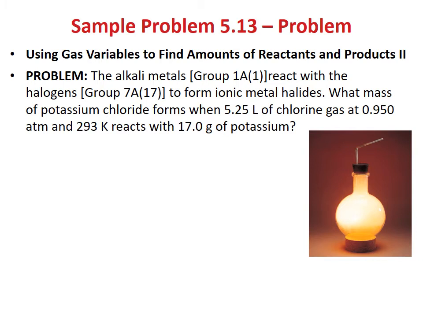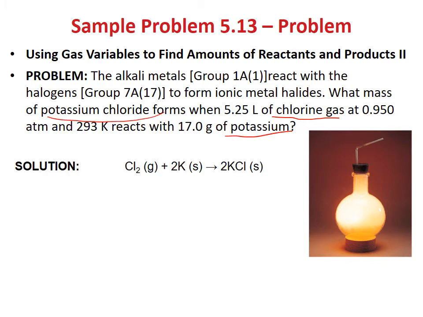The reactants are chlorine gas and potassium, and the product is potassium chloride. So here is the reaction: chlorine gas, potassium chloride. To balance the reaction, we need 2 here and 2 here. And you can see in the diagram, when chlorine gas reacts with potassium, it releases a lot of heat, and a white solid forms, and that's the potassium chloride.